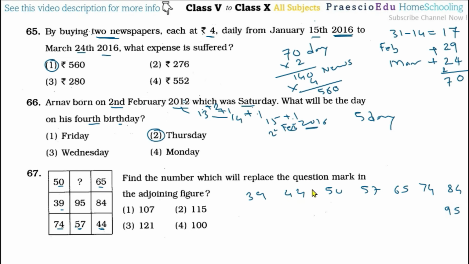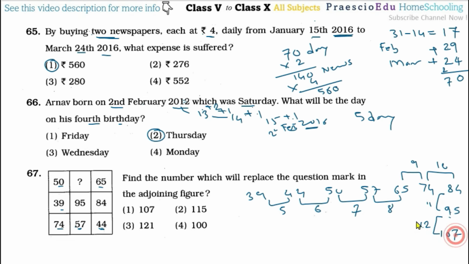So here the difference is 5, here to here the difference is 6, here 7, here 8, then 9, 10, here 11. So from here to the next number, a difference of 12 should be there. So 95 plus 12, that is 107. So 107 means option number 1.